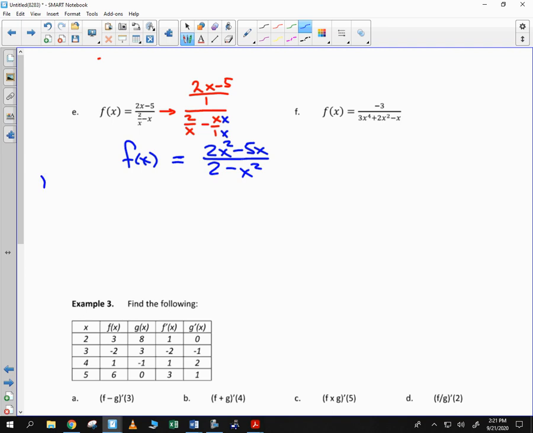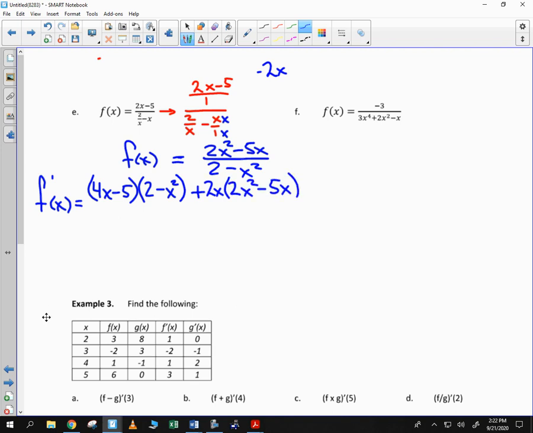So now I'd like to find the derivative. I take the derivative of the top, 4x minus 5. I leave the bottom alone, 2 minus x squared, minus the derivative of the bottom, which is negative 2x. So therefore it will be a plus 2x times the top, 2x squared minus 5x, all over the bottom squared.